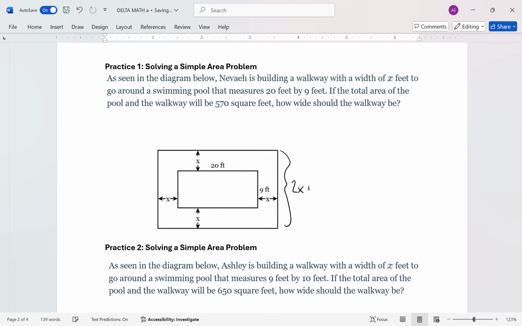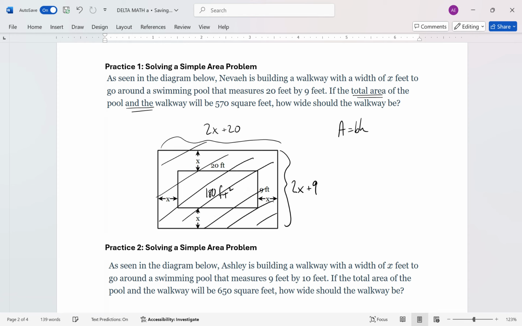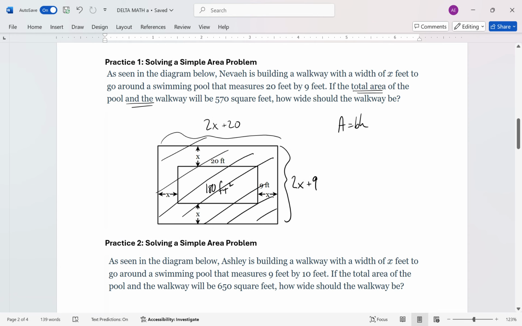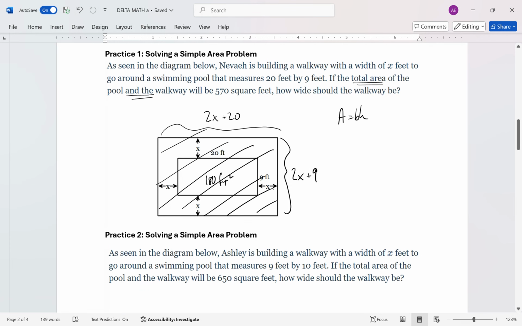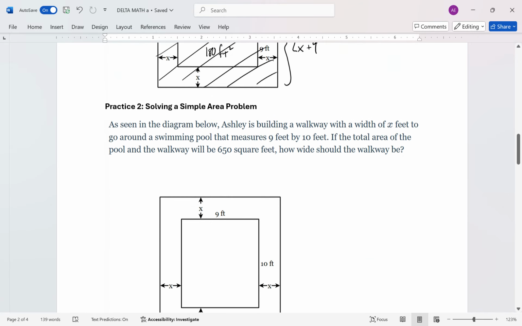Same deal, 2x plus 9, then the base of it will be 2x plus 20. Same deal, work with your area formula, base times height. Yes, 20 times 9 is 180 feet squared, but we're not worried about it, because the total area of the pool and the walkway, you don't have to separate out that 180. Go through that same process with practice 1 here. Once you've completed the problem, check the answer key that I've shared.